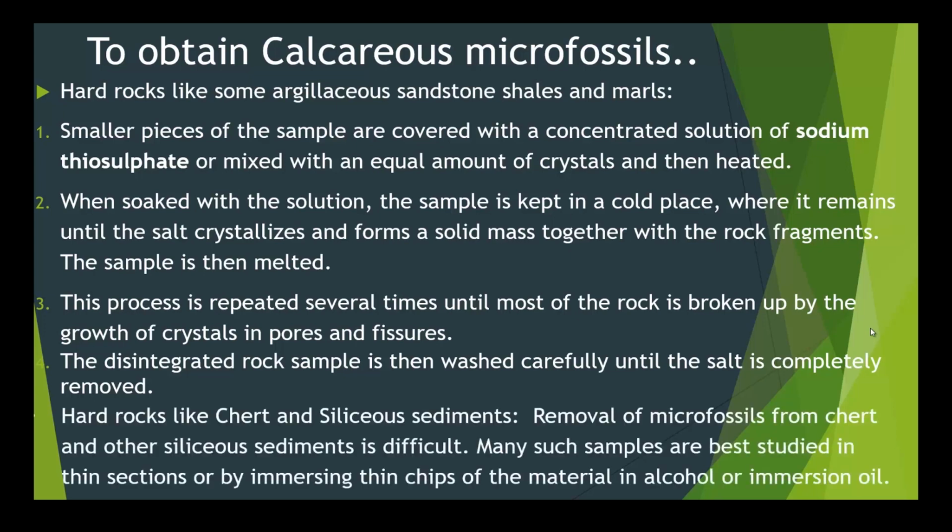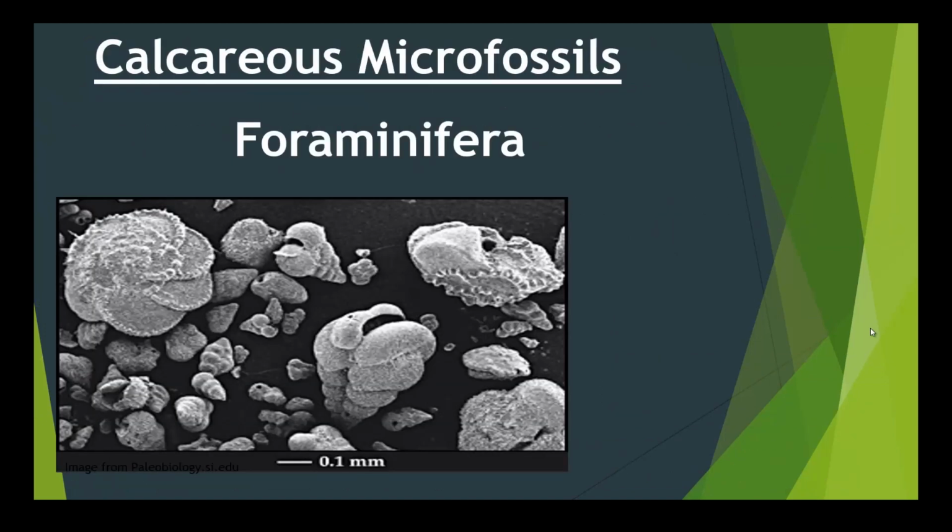For harder rocks like chert and siliceous sediments, complete removal of microfossils is difficult. So, the samples are best studied in thin sections or by immersing the thin chips of the material in alcohol or in immersion oil. Now, let's look at some of the important calcareous microfossils. The first one and the most important one to be mentioned is Foraminifera.